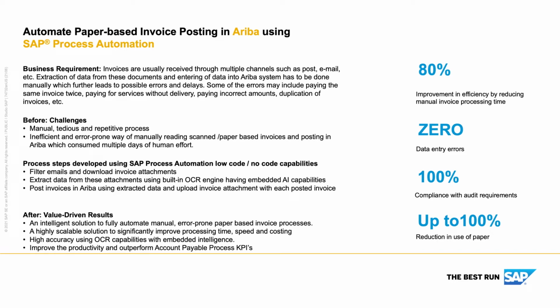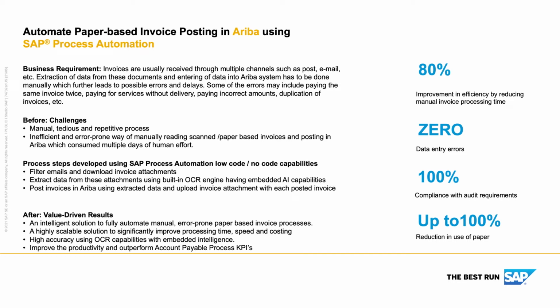This SAP Ariba-based automation brings with it several value-driven results. First, it is an intelligent solution for fully automating the error-prone manual processing of paper-based invoices. Second, it is a highly scalable solution that can significantly improve your processing time, speed, and costing. And because it uses embedded OCR capabilities with built-in intelligence, it is a highly accurate solution. And thirdly, it not only improves your productivity, it outperforms accounts payable process KPIs.